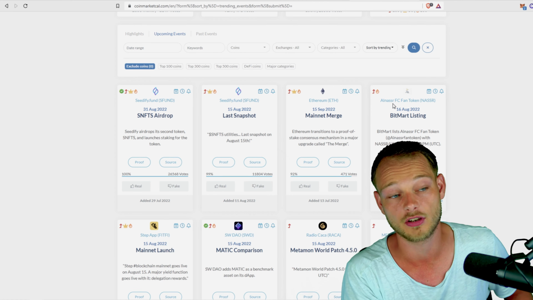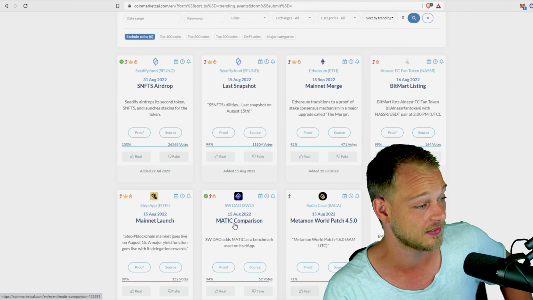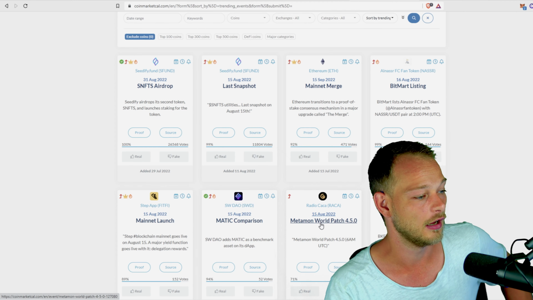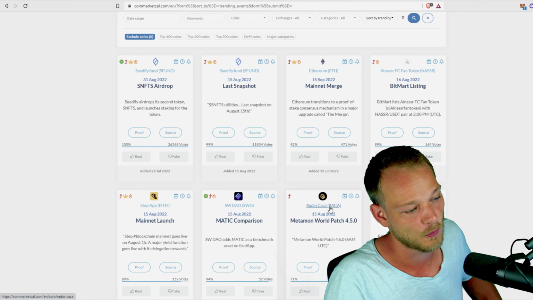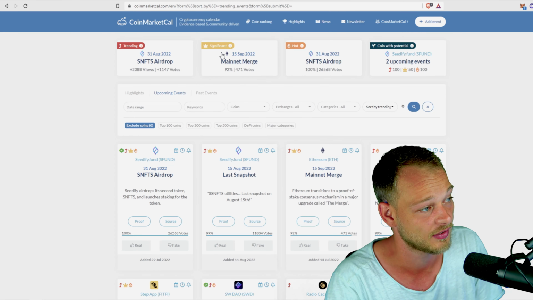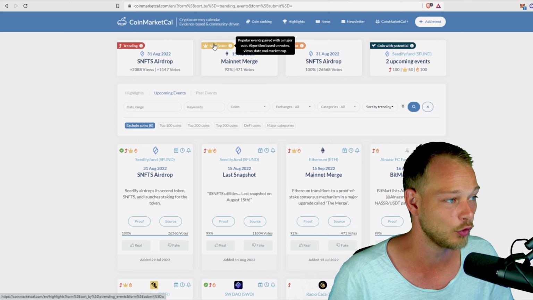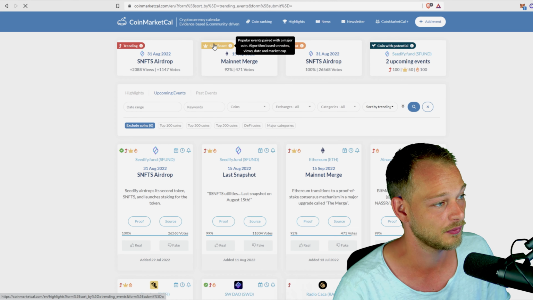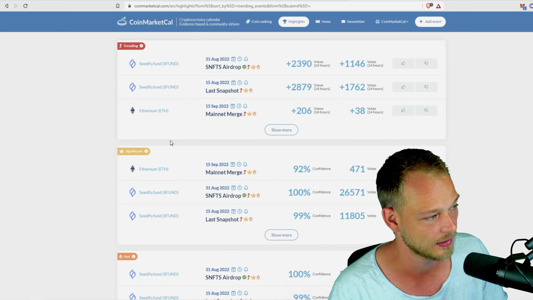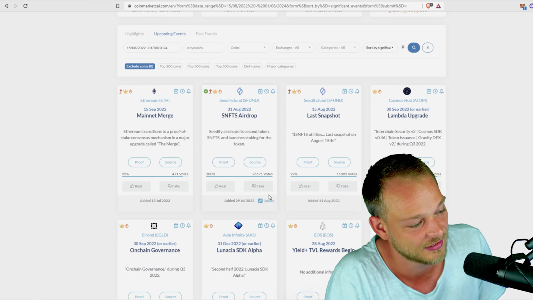So also listings are going to get placed here. Well, the mainnet launch, the Matic comparison, the MetaMon world patch for Reika coin. I don't know it, but these are all kind of things you want to take a look at. Significant popular events paired with a major coin, algorithm based on votes, views, dates, and market cap. Okay, cool. So significant. Well, that's also right here. That's kind of the same, right?